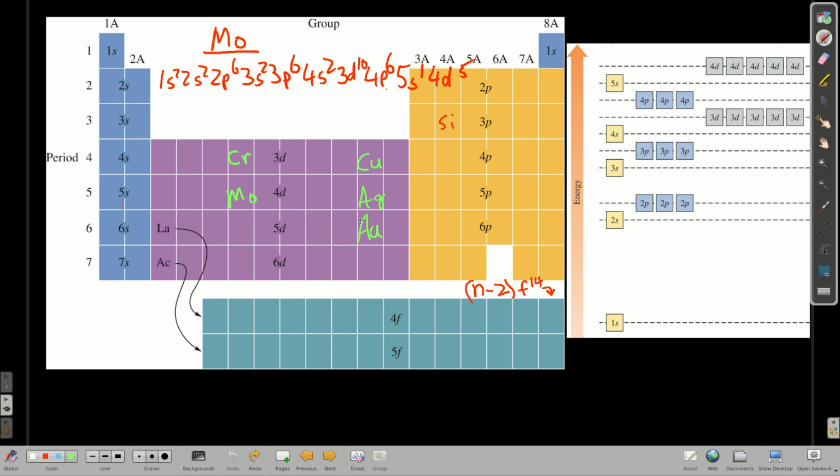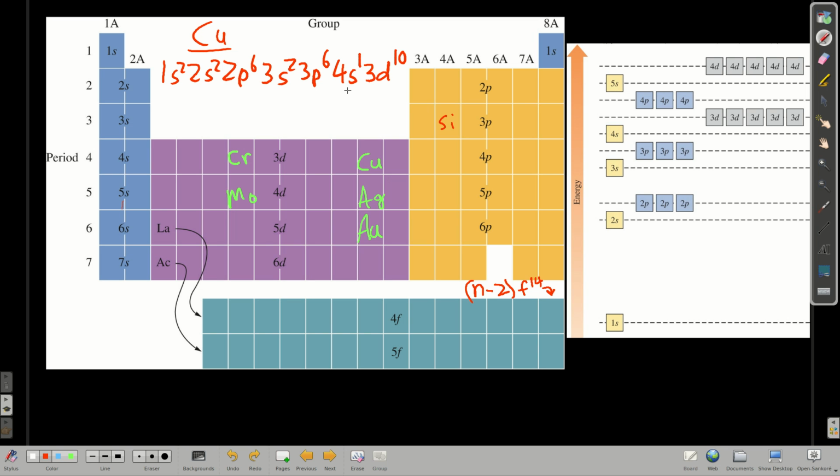Now, these guys right here, same idea, except it's going to be s1 d10. For example, copper. Let's just do that one. 1s2, 2s2, 2p6, 3s2, 3p6, not 4s2 but 4s1, and 3d10. Now copper has a half full 4s subshell and a full 3d subshell. That's more stable than a full 4s subshell and a 3d that is neither full nor half full, like if it was 4s2, 3d9, which you'd normally expect.